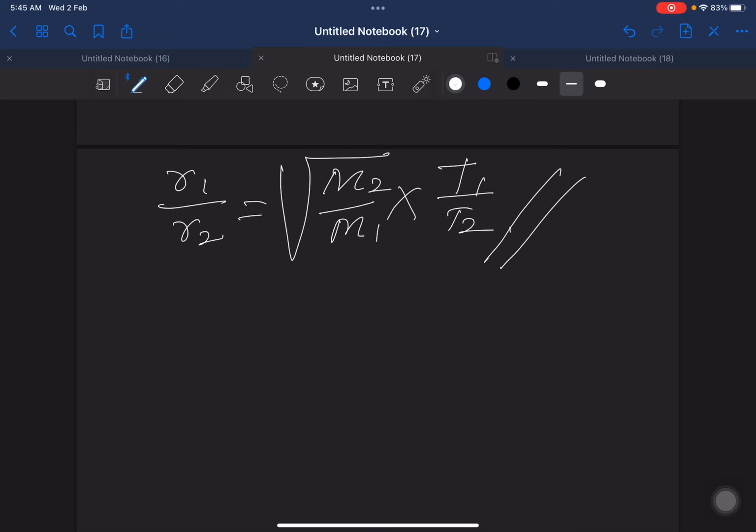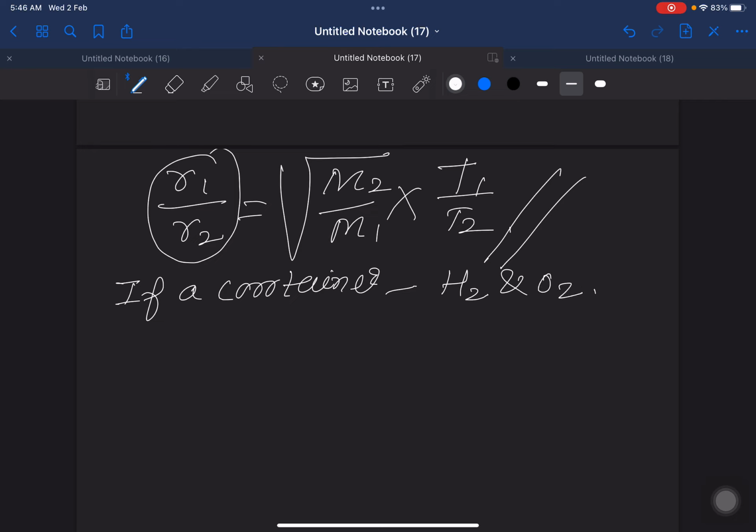ठीक है. अब इसमें अपने को आता है कि if container has a hydrogen and oxygen gas mixture, find out the ratio, है ना, find out the rate of diffusion of one gas and rate of diffusion of other gas. ये मोलर मास और ये टेम्परेचर. अपने को आया अगर if problem, if a container has hydrogen and oxygen gas, मिक्सचर है दोनों का, ठीक है, मिक्सचर ऑफ हाइड्रोजन एंड ऑक्सीजन गैस.